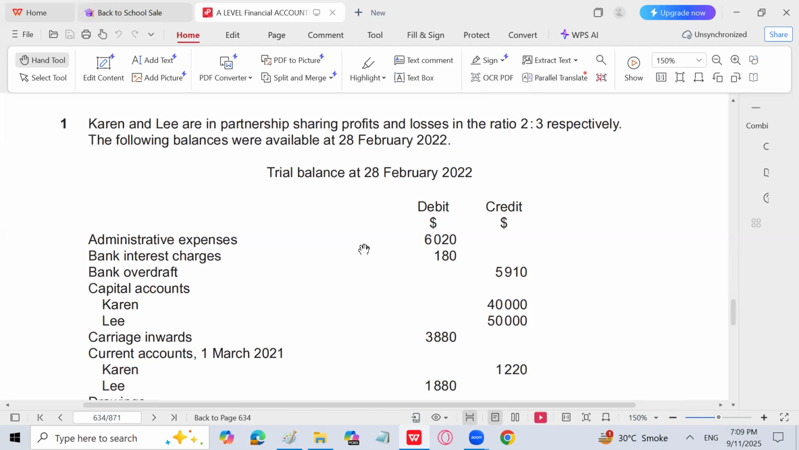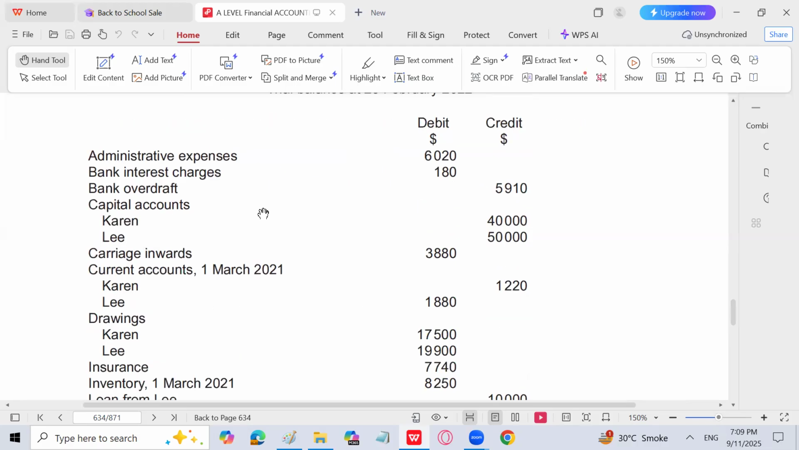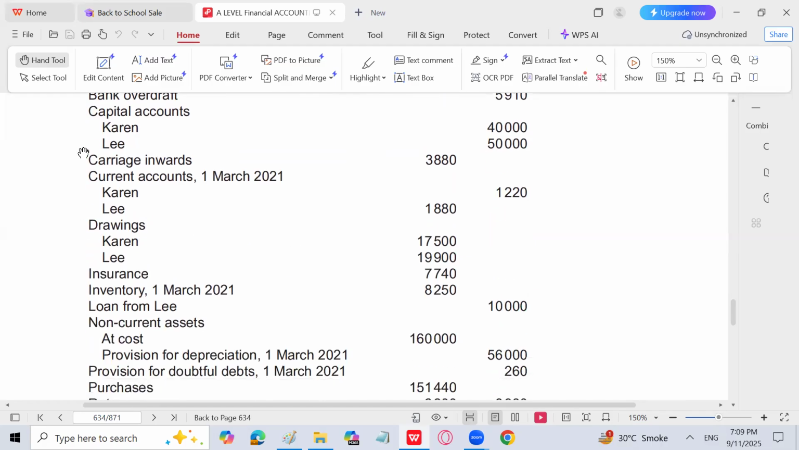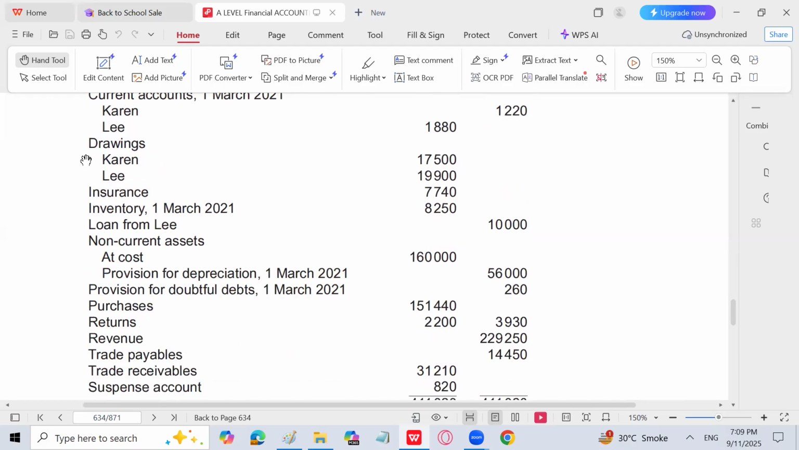The following balances were available at 28th February. Admin expenses are given, 6020. Bank interest charges are given, that is 180. Bank overdraft, which is a current liability, 5910. Capital, Karen and Lee, is given. Carriage inward will be added in purchases. Current account balances are given, one is debit and one is credit. Drawings are given. Insurance, which is an expense.